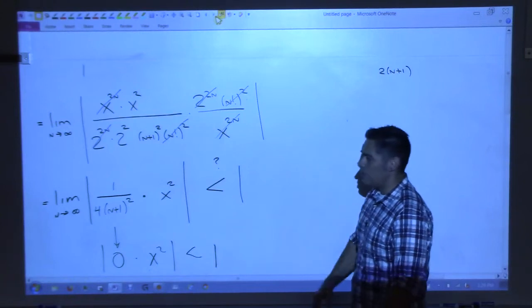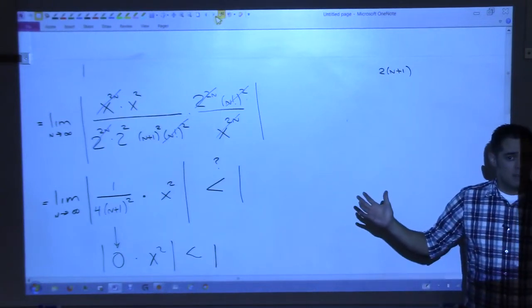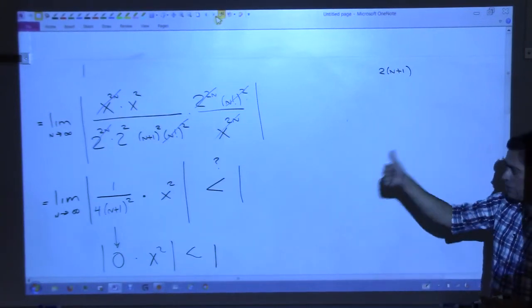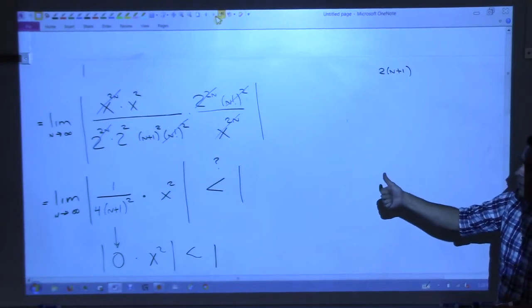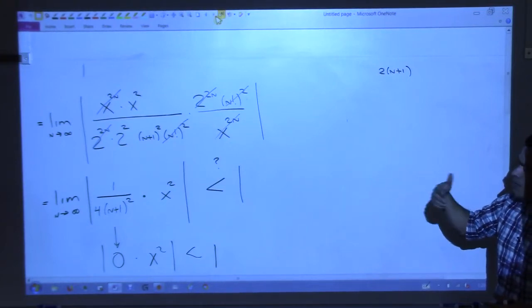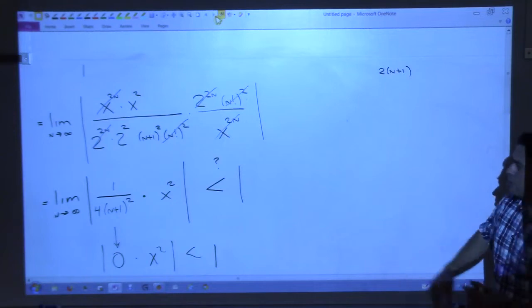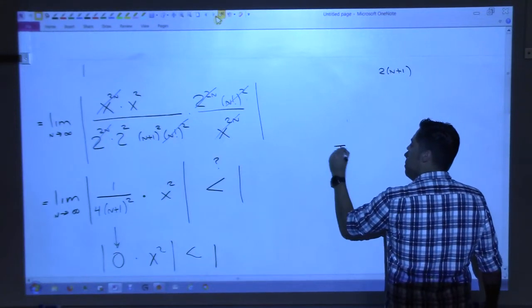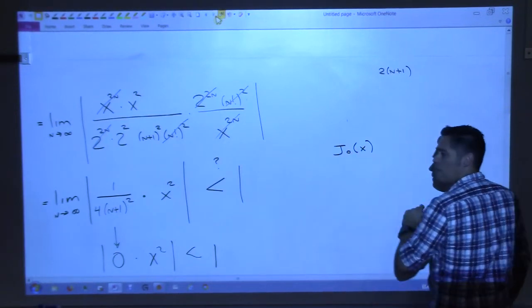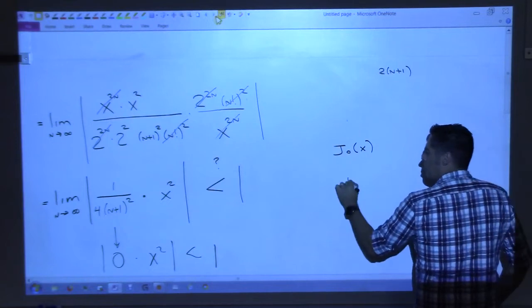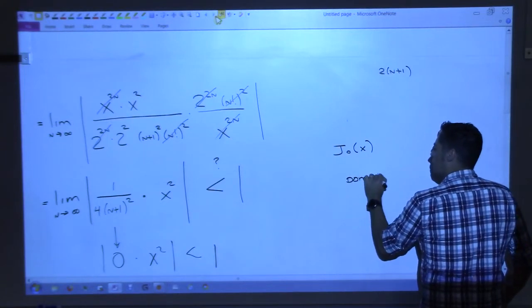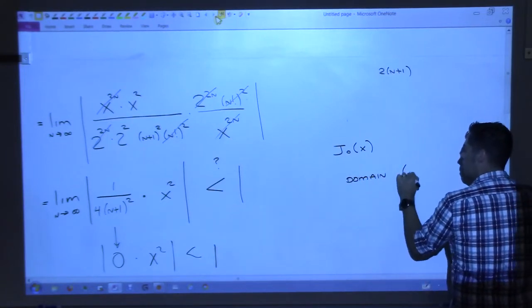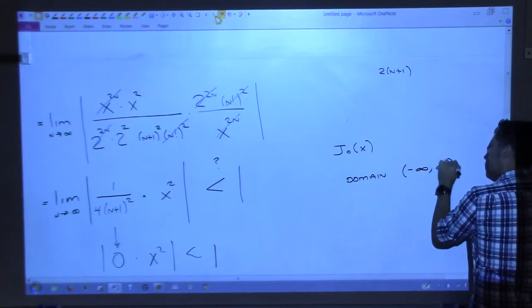So this holds for all x, right? This means this ratio test checks off as being good and tells us that the original series converges, right? So we're saying that this right here, that Bessel function, has a domain of what? All real numbers. Everything.